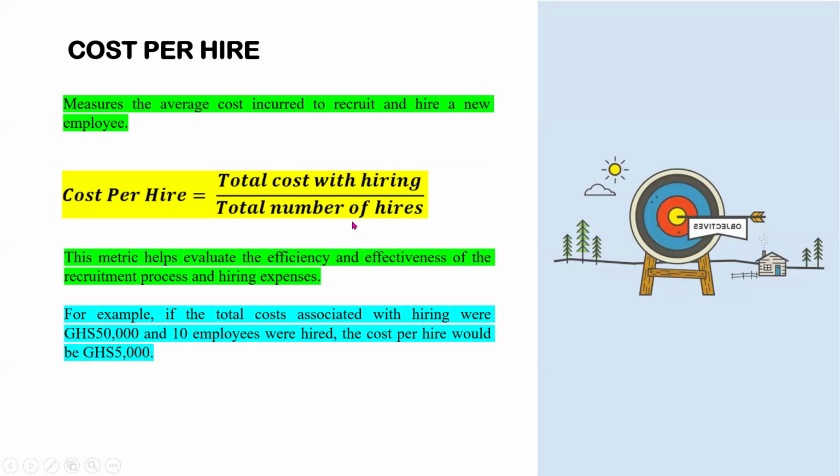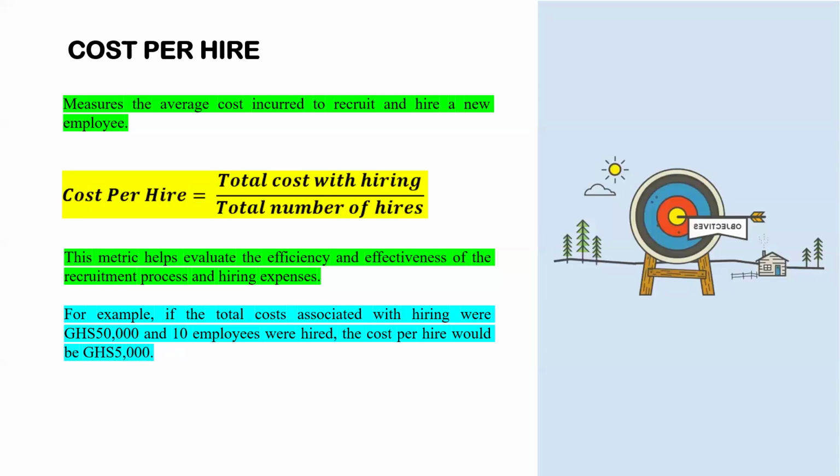Then cost per hire. It measures the average cost incurred to recruit and hire a new employee. It's very expensive to recruit employees because you need to advertise in the newspapers, and radio stations, TV stations like that. Then when they come, sometimes you have to give them some snacks. You also need a panel to sit down and do the selection process. You have to pay them for sitting like that. So on the average, how much does it cost to hire one person? That is what the cost per hire does.